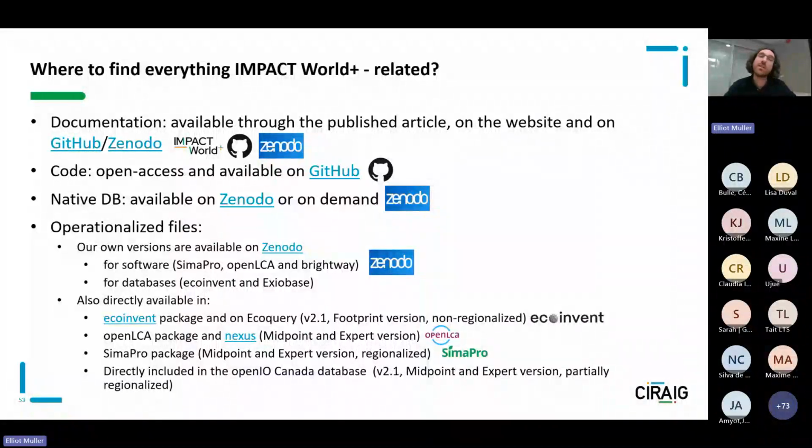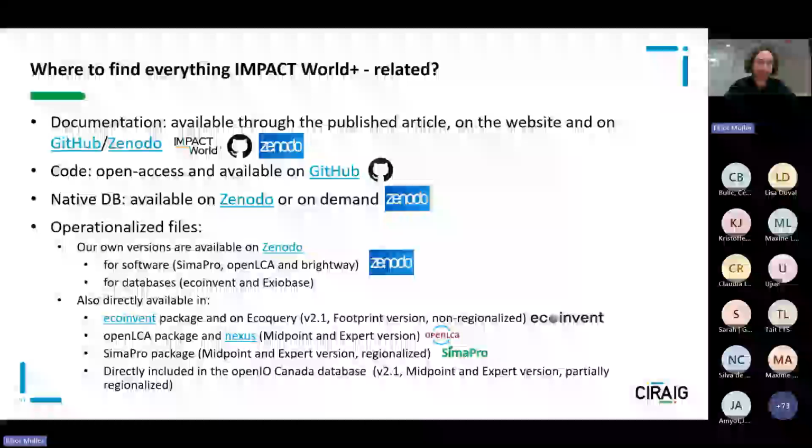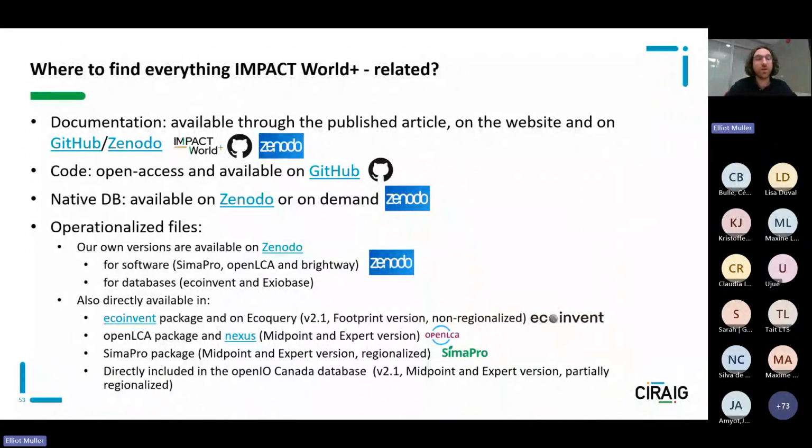It's also available on the OpenLCA package and its annexes, as well as on the SimaPro package, that is for the midpoint and expert level. And also, for instance, it's directly included in the OpenIO Canada database, and that's for the most recent version. For all the others, namely SimaPro, OpenLCA, and ecoinvent, yes, they are provided through these providers, but we highly recommend, if you have the option, to use our version that we provide on our Zenodo, because we are more certain that they are up to date.